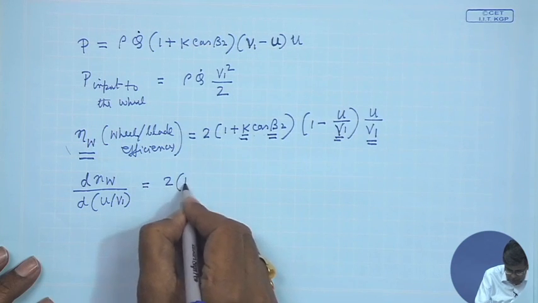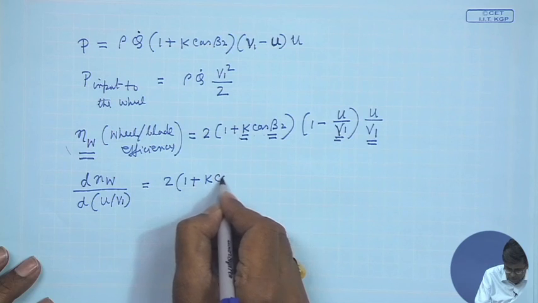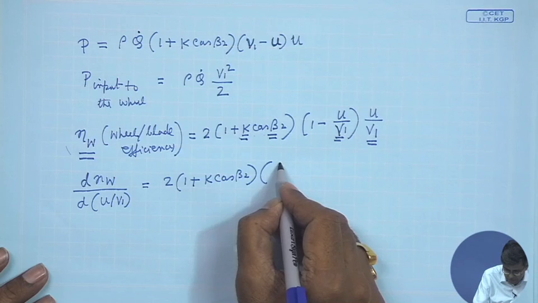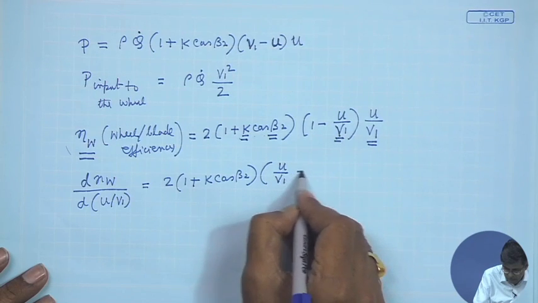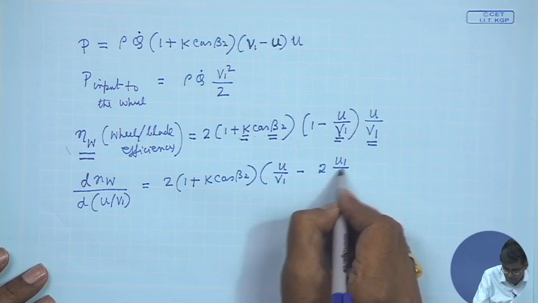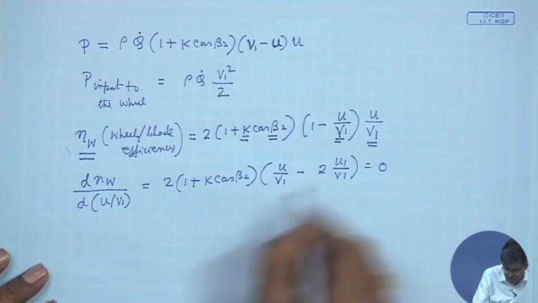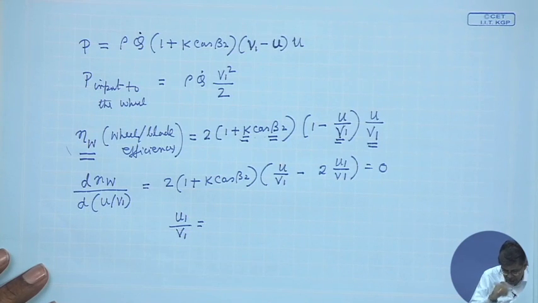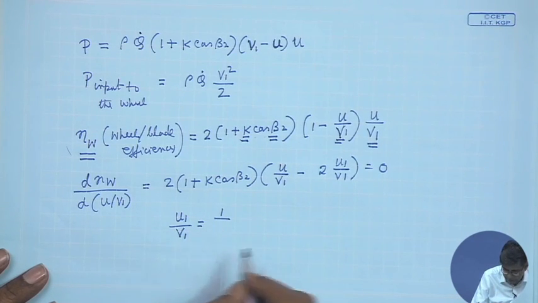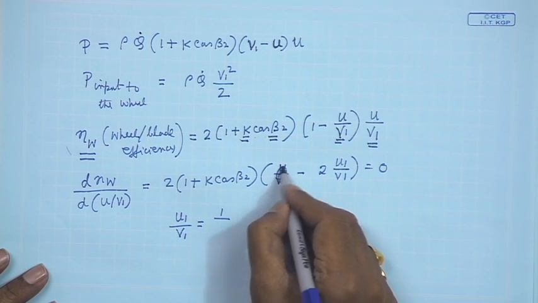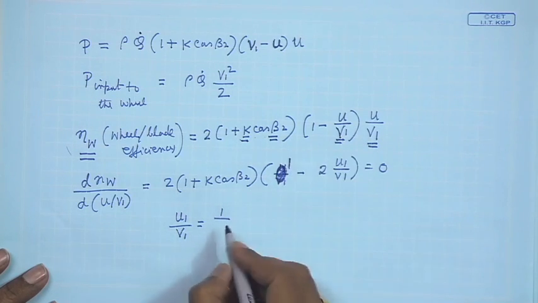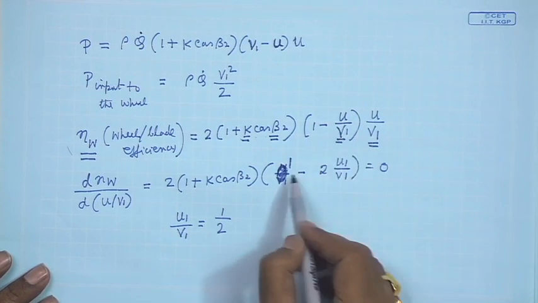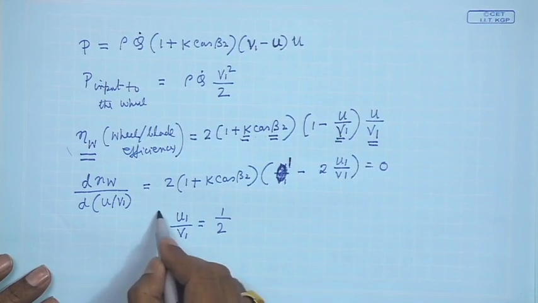2 into this part is k cos beta 2, and therefore, 1 minus twice u by V 1 equals 0, and you get u by V 1 is equal to half. Okay, I am sorry, it is 1 minus 2 u by V 1, so u by V 1 will be 1 half.